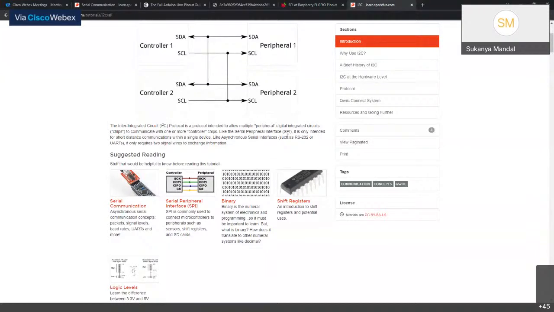Like the Serial Peripheral Interface, SPI, it is only intended for short distance communications within a single device. Also, like asynchronous serial interfaces such as RS-232 or UARTs, it only requires 2 signal wires for exchange, RX and TX. For SPI, we would need 4 wires, which I'll come to in the next tutorial.